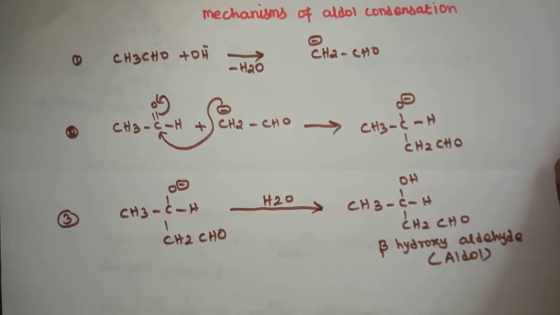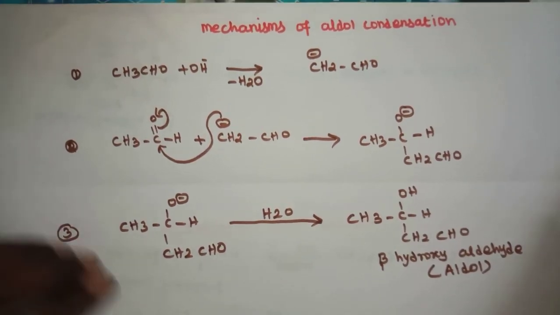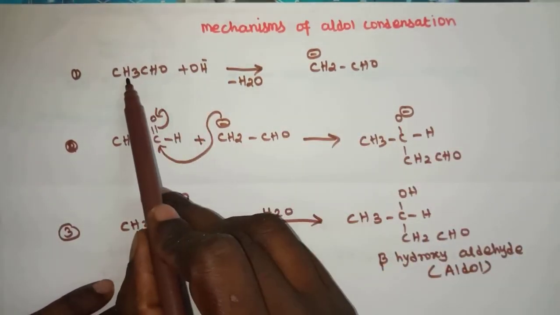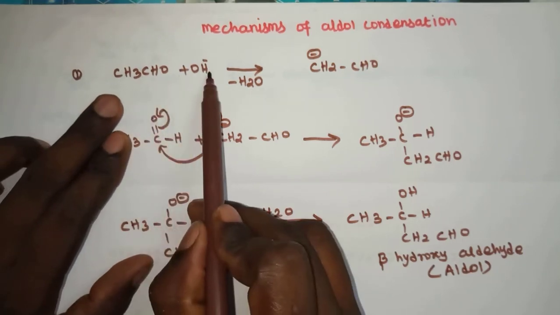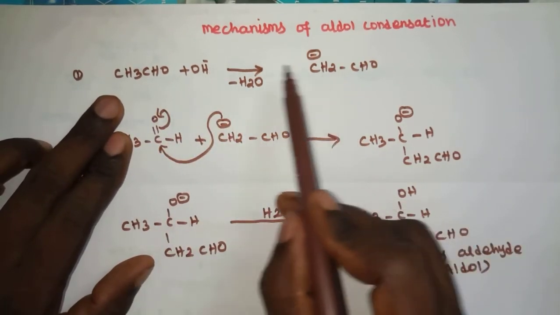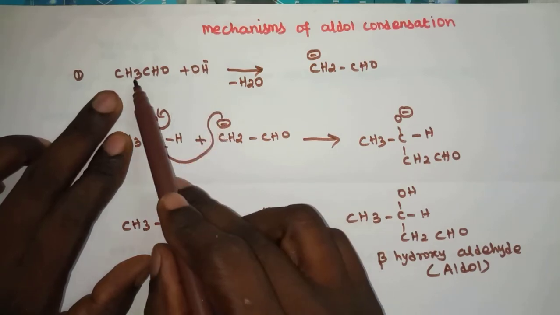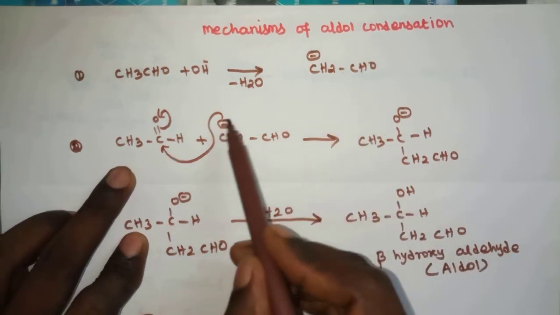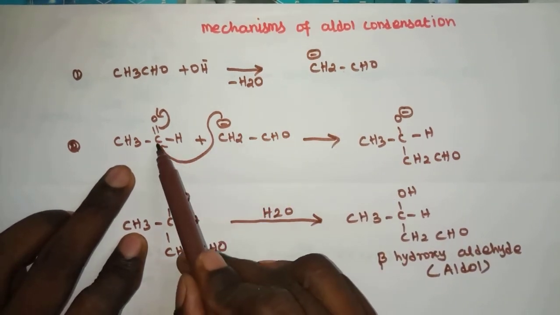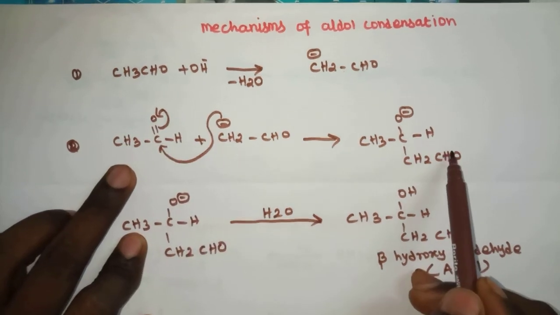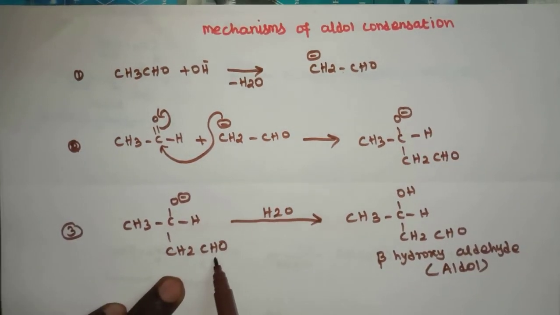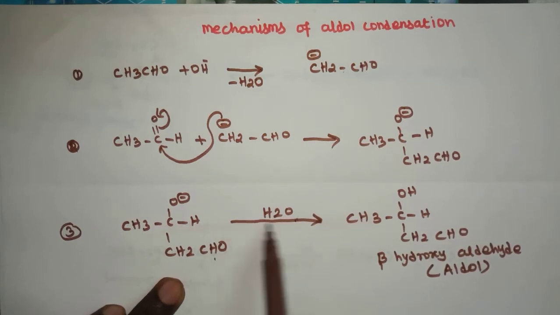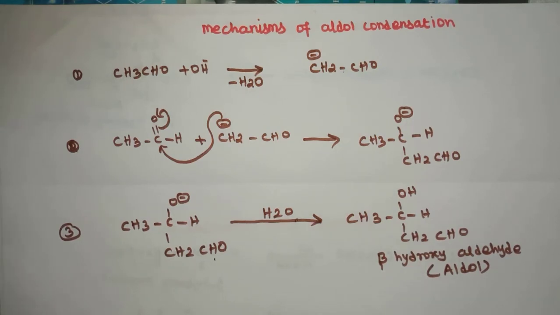Aldol condensation takes place in 3 steps. The first step is formation of carbanion. One molecule of aldehyde reacts with base to form a carbanion. That means the OH minus ion abstracts an alpha hydrogen to form a carbanion. The next step is alkoxide ion formation. This carbanion attacks a carbonyl carbon to form an alkoxide ion. In the third step, the alkoxide ion reacts with a water molecule. The alkoxide ion abstracts a proton from water to form a beta hydroxy aldehyde, or aldol. This is the mechanism of aldol condensation.